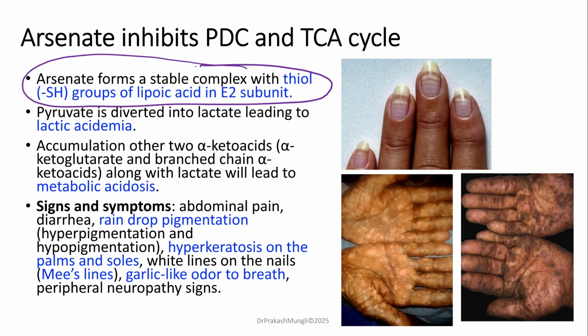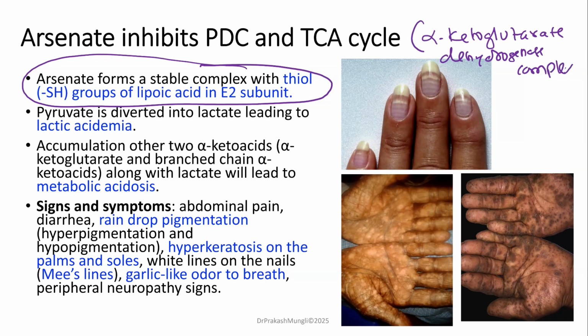There are 3 complex enzymes. Arsenate will inhibit all 3 of them. Here I have written 2, PDC and TCA cycle. In the TCA cycle, what is the enzyme which is inhibited by arsenate, which you have written down in the notes? Alpha ketoglutarate dehydrogenase complex. So that is the enzyme in the TCA cycle which is inhibited by arsenate. So I'll write it in the bracket. In the TCA cycle, it is alpha ketoglutarate dehydrogenase complex. That is the enzyme which is inhibited by arsenate.